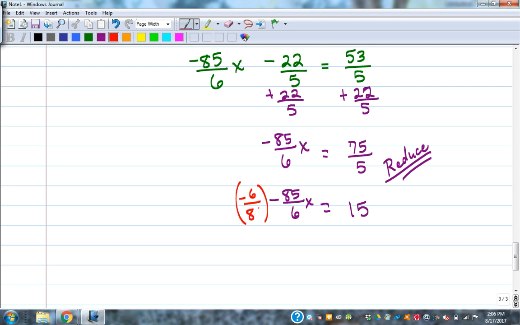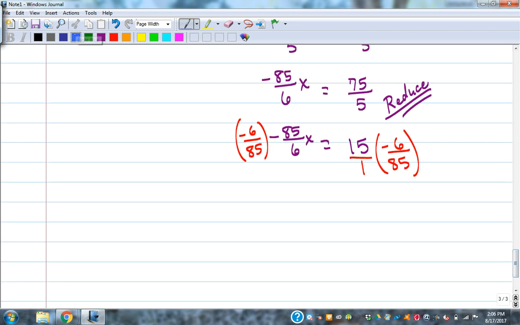Negative 6 over 85. That's the reciprocal. Put that 15 over 1. Can I cross cancel with this? All right. What's the biggest number that goes into 15 that goes into 85? 5. 5 goes into 15 3 times and into 85 17 times. So it'd be 3 times negative 6, negative 18, 1 times 17, 17.